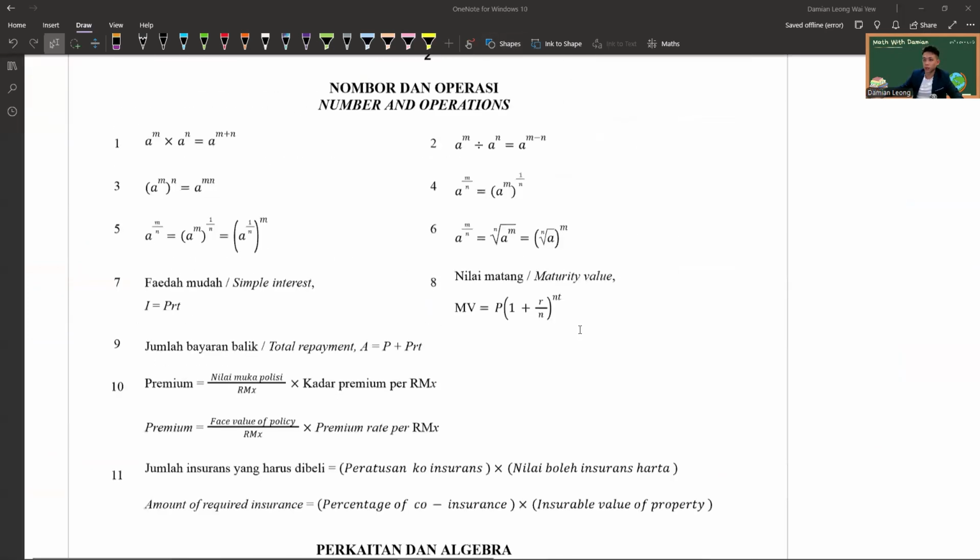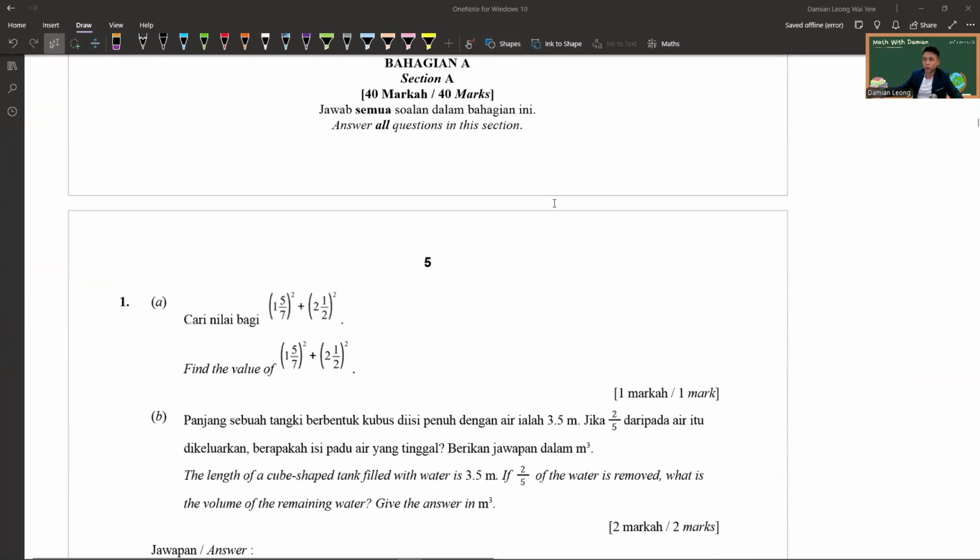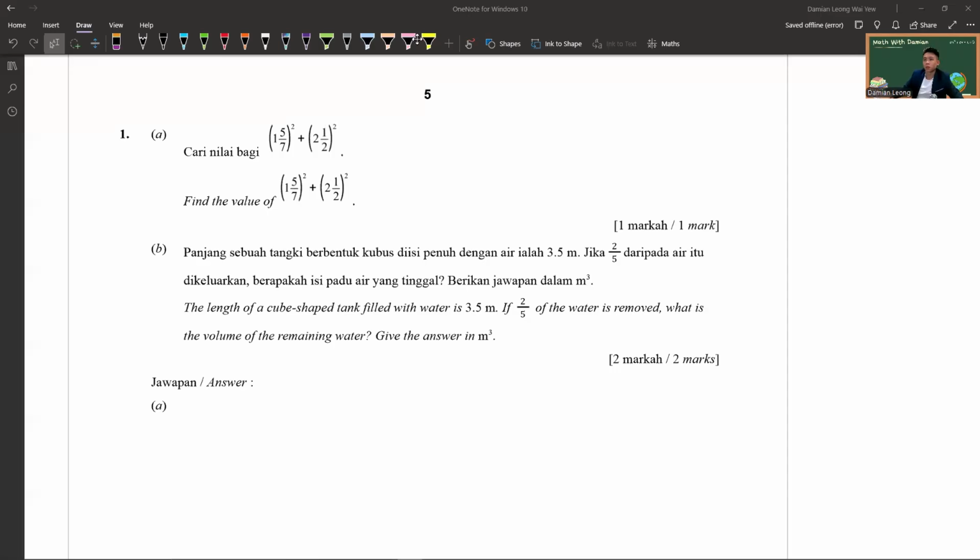So we look at the paper here and we look at question 1. I want to find the value of each of these: 1 5/7 square plus 2 1/2 square. We just calculate. The calculation here is only 1 mark, so what they want is just the answer.